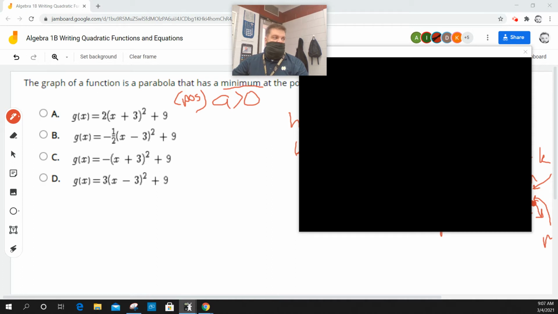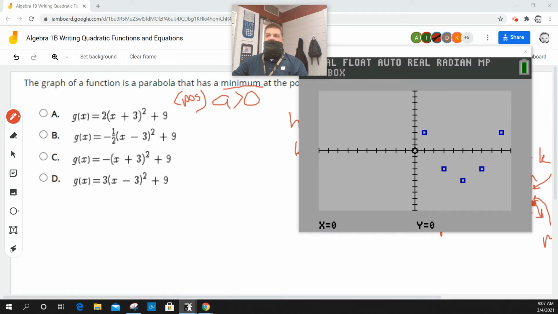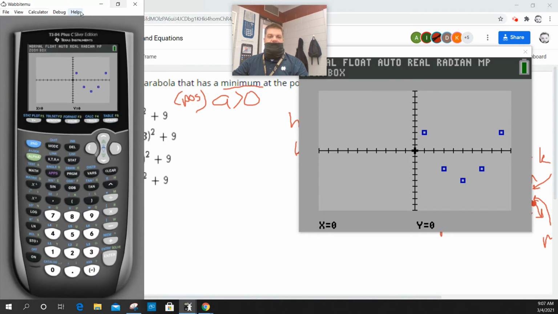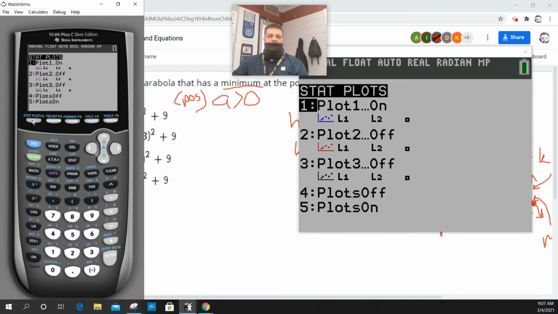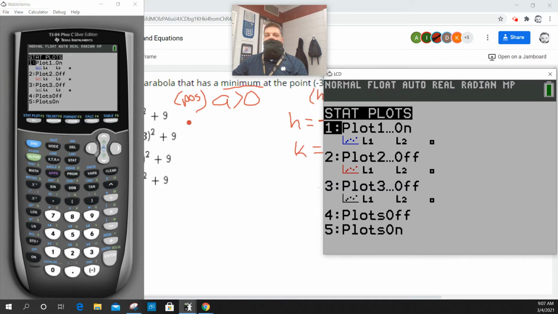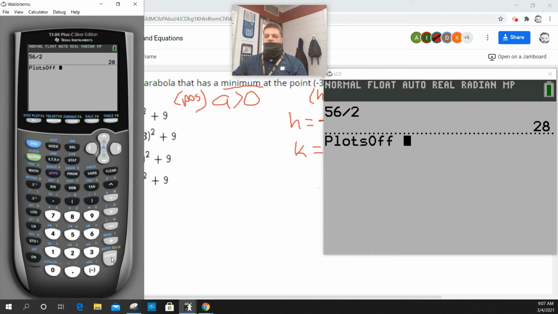Now, on our last problem, we plotted this, right? So before I can graph anything, I'm going to have to hit second Y and get to this screen, because it's going to mess me up. And I'm going to turn my plots off. So I go all the way down to 4. See that where it says plots off? I'm going to hit enter, and then I'm going to hit enter again. And it turns the plots off.